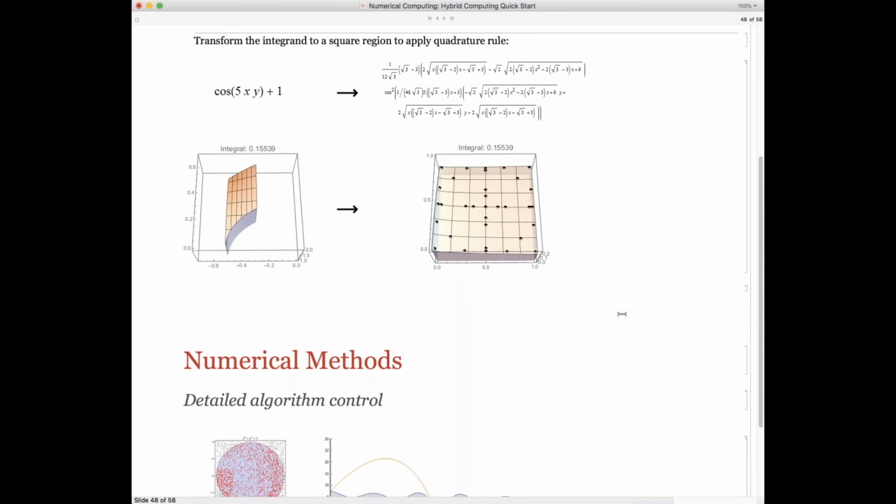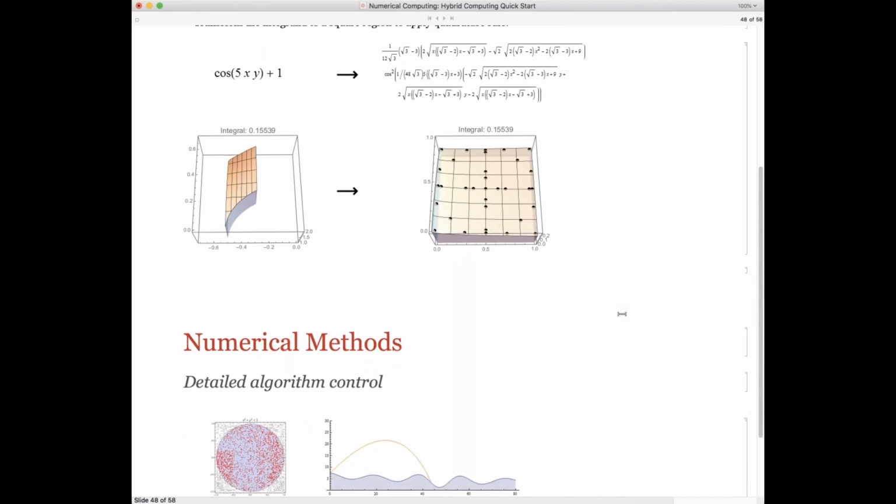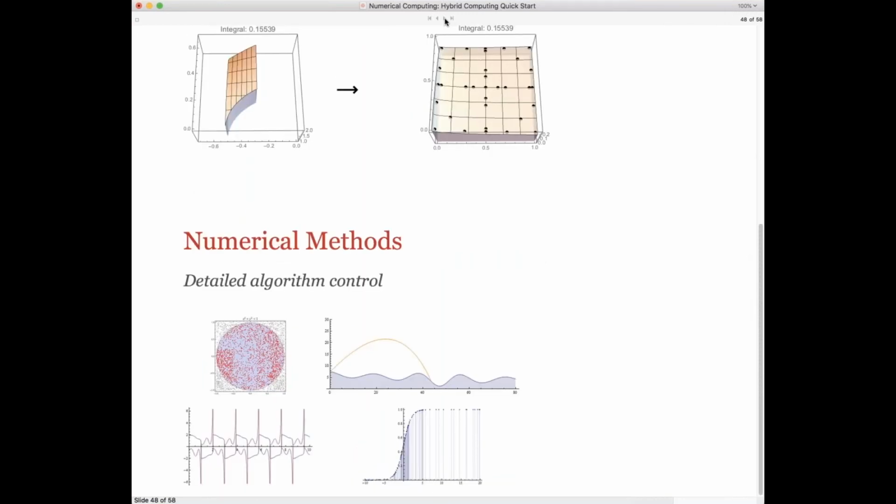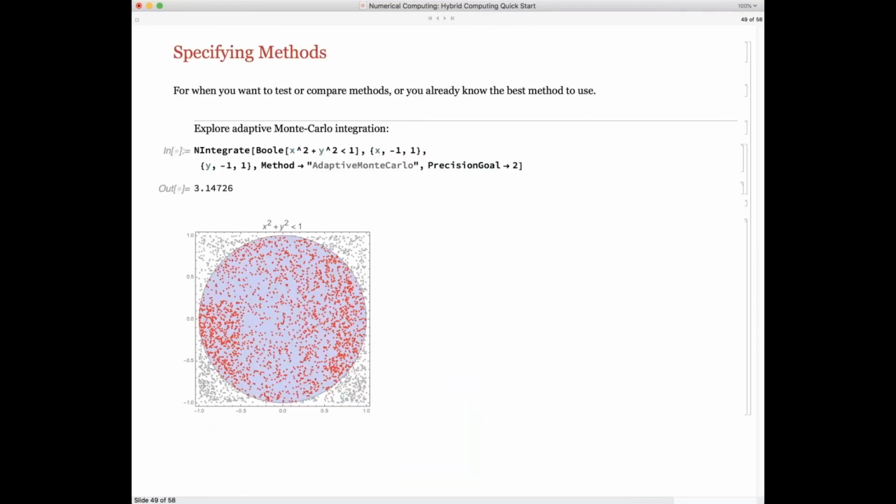So each of Mathematica's numerical functions also knows about many different algorithms. Normally a suitable algorithm is chosen automatically based on the structure of the input. If you want to specify a particular method, you do so with the Method option. In this example, we apply the adaptive Monte Carlo method, and the solution is almost pi.